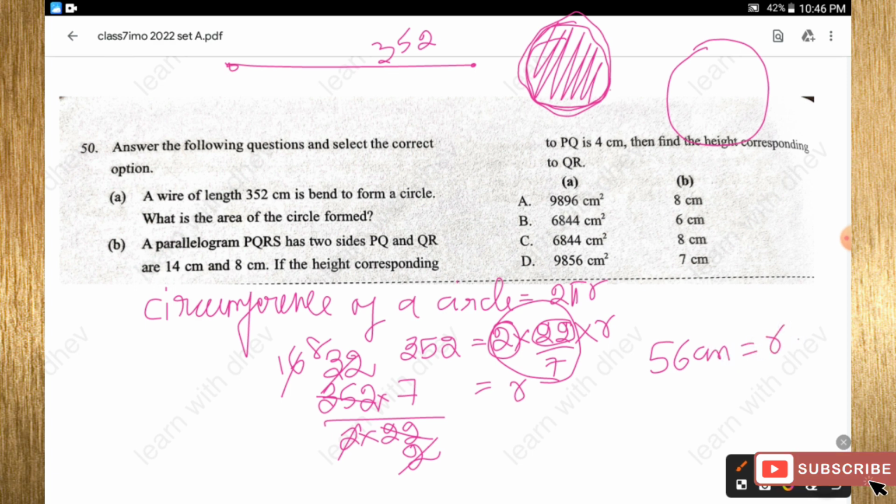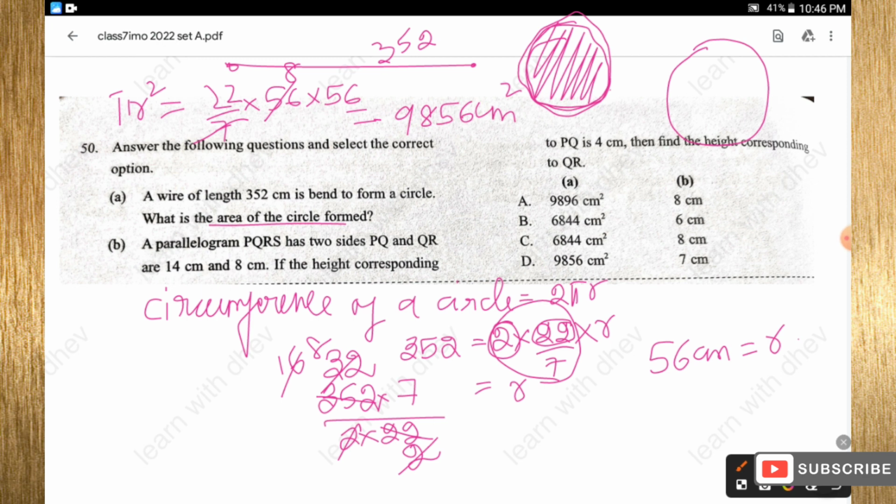Radius. So what is the question asked? We have to find the area of the circle. We all know the formula is pi r square. So 22 by 7 into r square is 56 into 56. So do the simplification, 8. So 22 into 8 into 56. When you multiply all these numbers, you will get 9856 centimeter square.